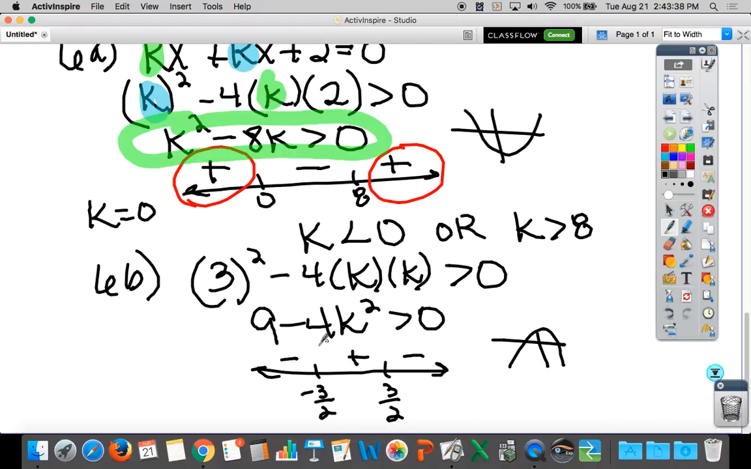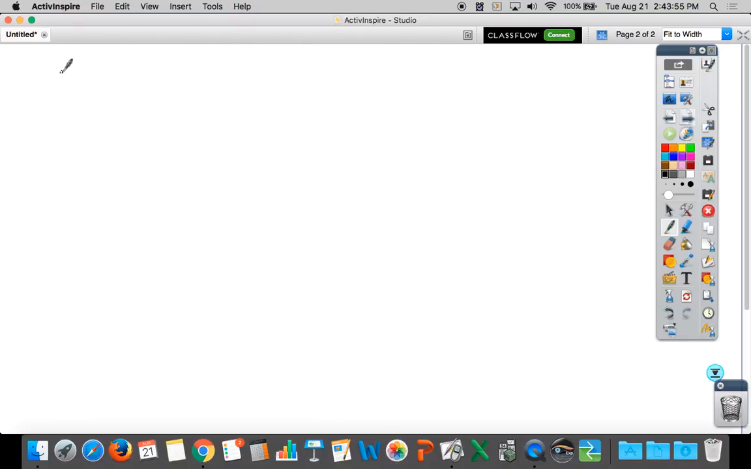All right, it's wanting the positive, so it's wanting that. So you've got -3/2 is less than x is less than 3/2. Okay, the last one we're going to do is 6C. All right, let's see if you can do that one from start to finish.